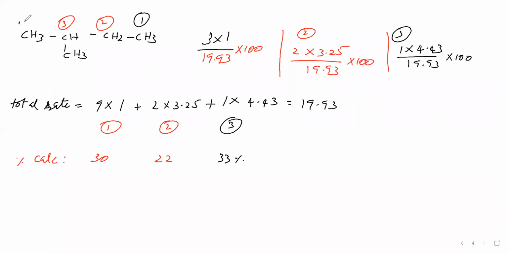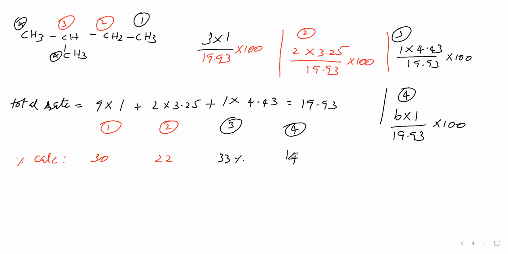Then we will take this primary and this primary. These two are equivalent. This is not equivalent to this. Therefore, we are taking this separately. So this fourth one is primary. How many? 6. Relative rate is 1. Total rate is 19.93 into 100. For this, the calculated value is 14%. So we are getting 14%.